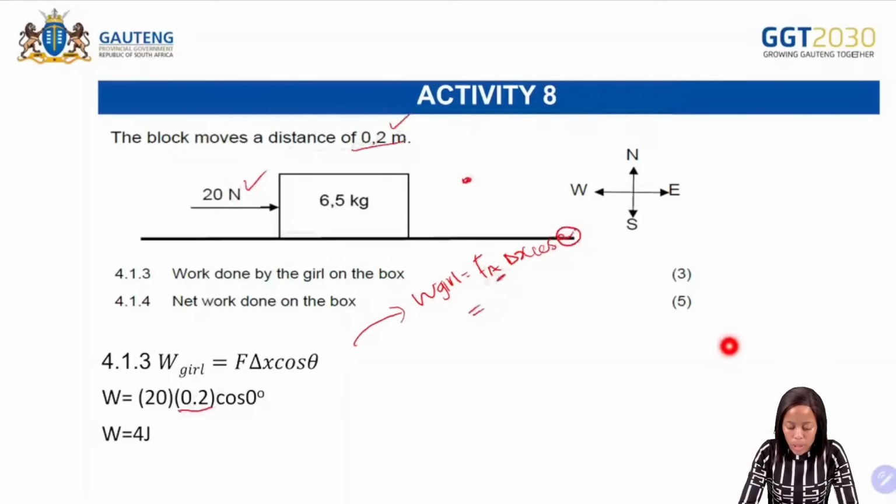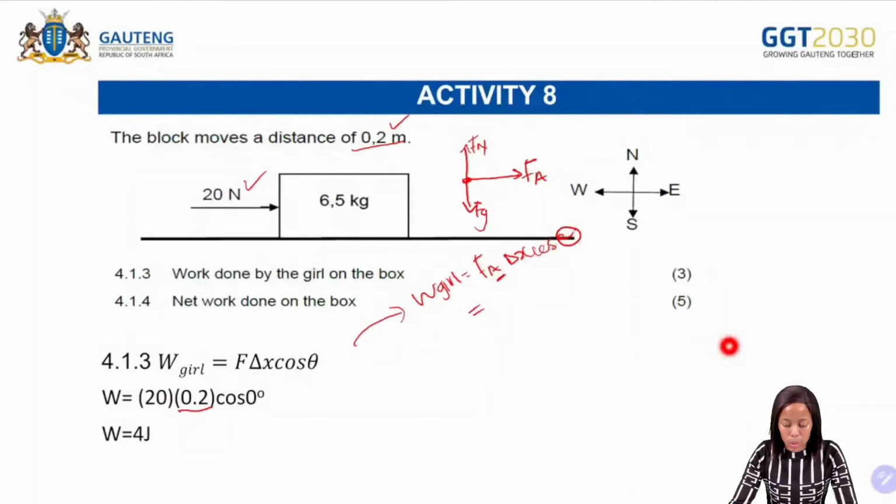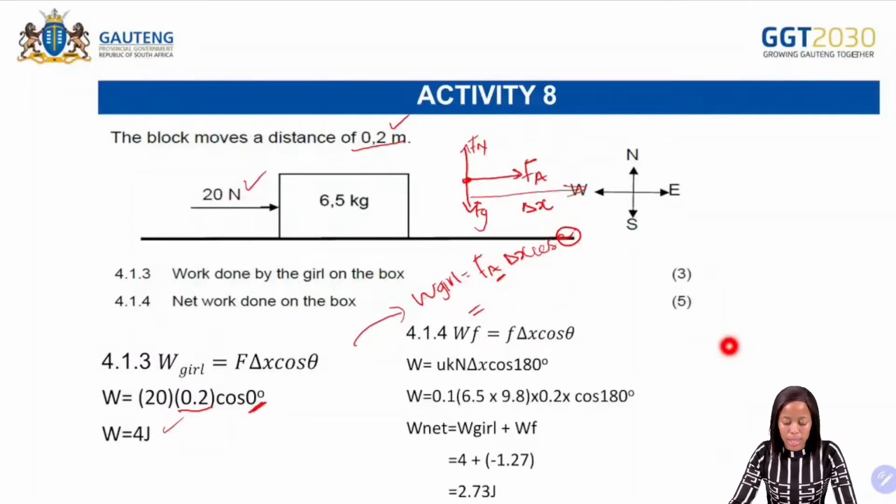So remember, that is the normal force, that is the gravitational force, and that is our applied force on the right. The object is moving to the right. Now, what is the angle between the displacement and the applied force? It is 0, because it's moving in the same direction. So from there, we calculate the work done by the girl, and it's going to give us an answer of 4 joules.